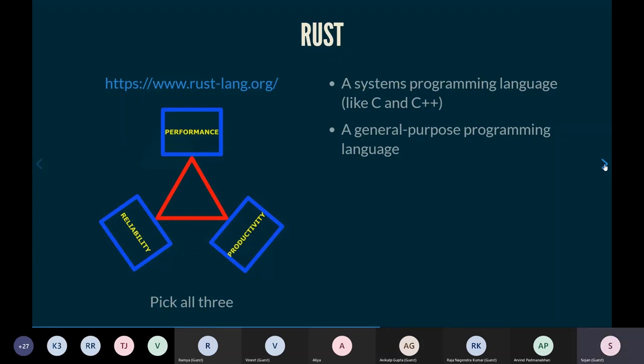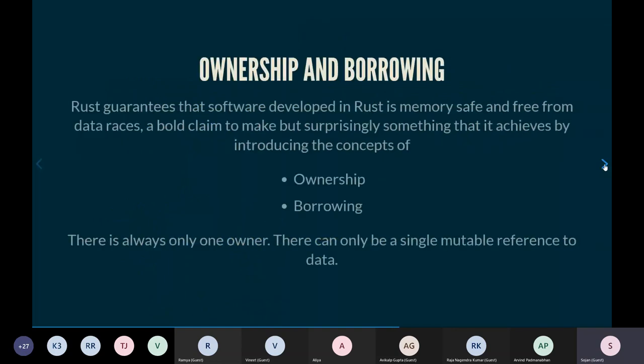Okay, that was like the interval. Now we get into Rust. Rust is a systems programming language, but it is also a general purpose programming language. It builds on the principle of ownership and borrowing. Very powerful concepts, very simple concepts, but the stability and the reliability of the language derives from this. Rust guarantees that software developed in Rust is memory safe and free from data races, and it introduces this concept of ownership and borrowing.